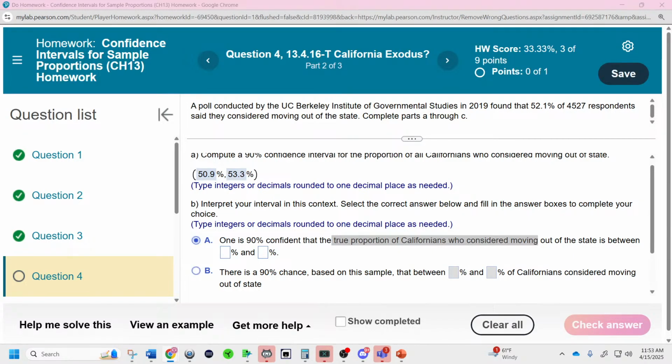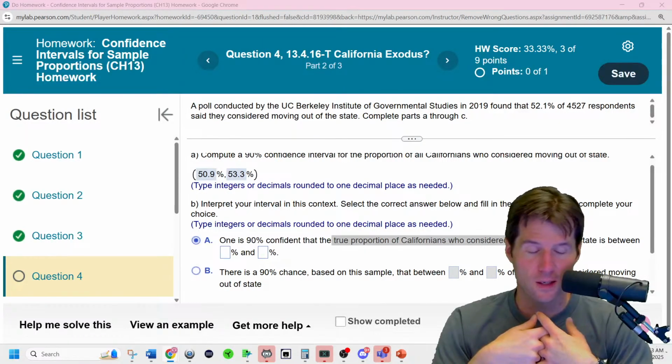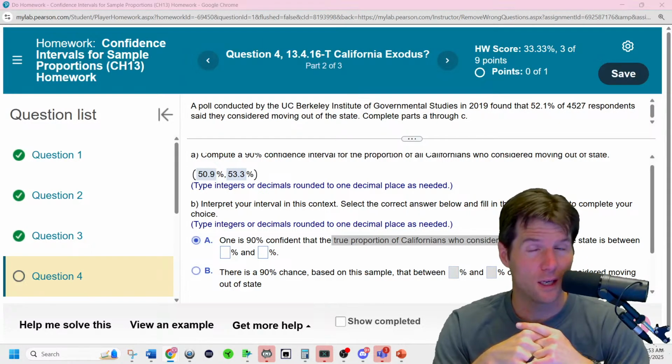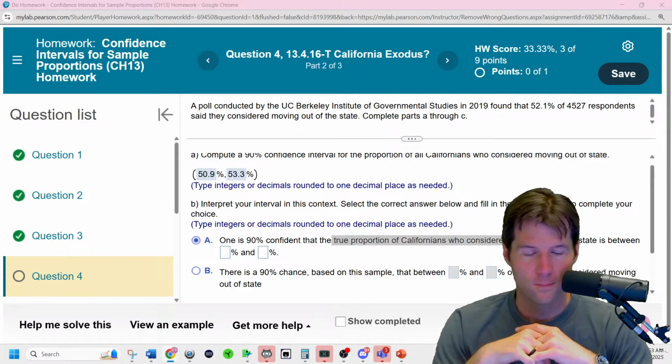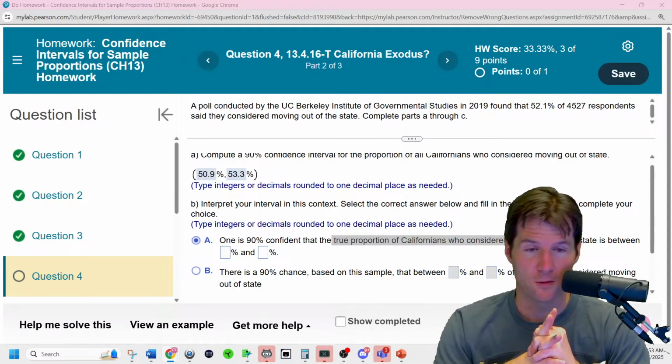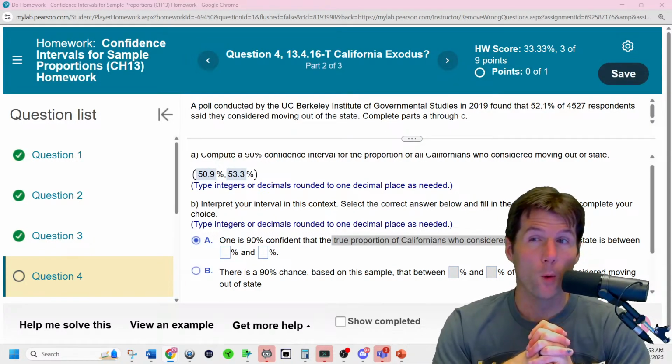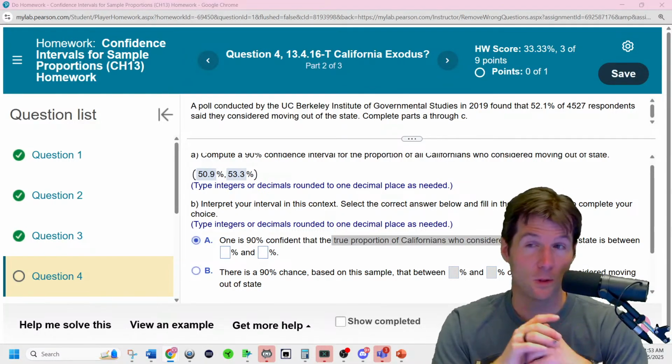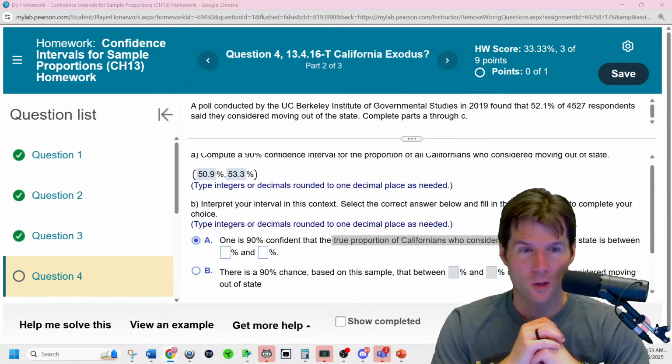What does it mean? So California did a survey and they asked people, are you planning to move out of state? 52.1% of the survey said they're moving out of state. And California is going to take action if more than 50% are planning to move out of state. If they have evidence that more than 50% are moving out of state, they're going to take action, which is the next part of this question. So how do we interpret this?